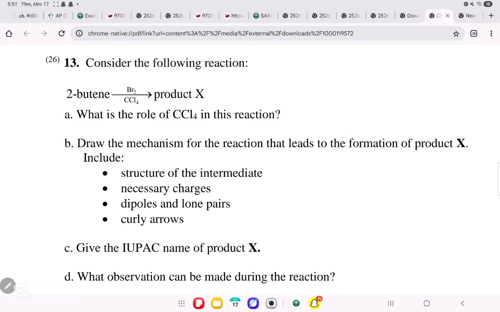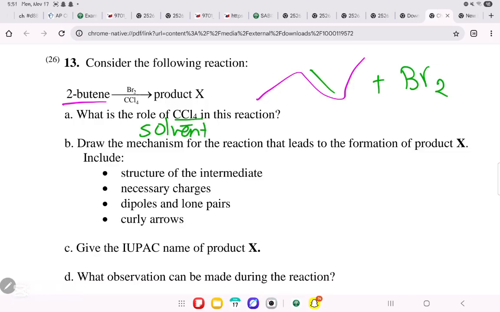What do we have? We have 2-butene. What is this? An alkene, right? So 2-butene is like this. In the presence of Br2 and CCl4. Very important, the CCl4. What is the role of CCl4 in this reaction? CCl4 is the solvent in this reaction. Now what happens is that the Br2, right? So let's draw it. Draw the mechanism for the reaction that leads to the formation of X.